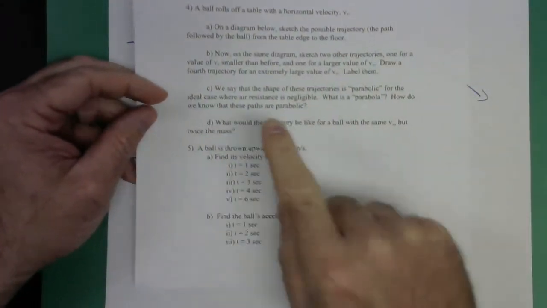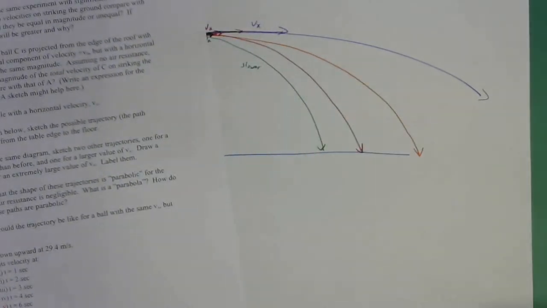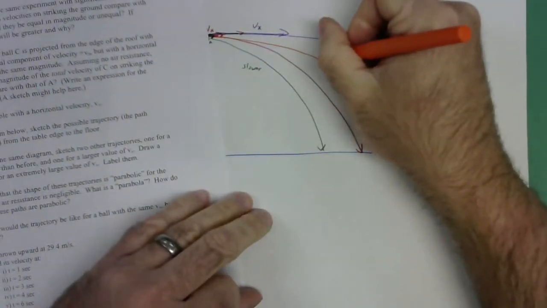Then it says, part C. We say, oh, I'm supposed to label all of them, right? So we had slower. This is going to be faster.